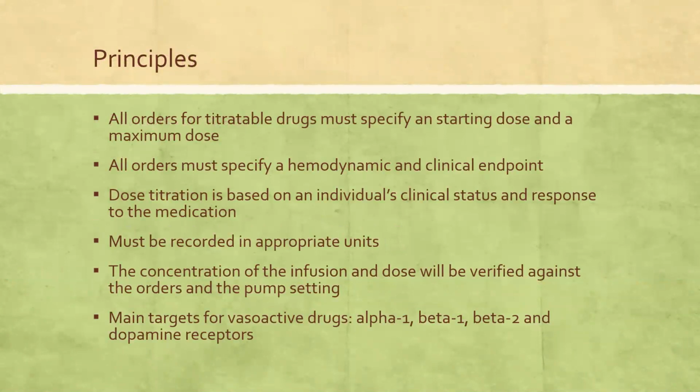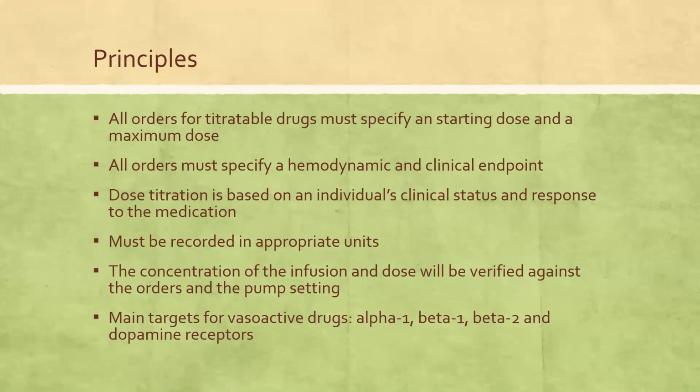This should be a reminder from the long drug titration PowerPoint presentation. First, all orders for those titratable drugs need to specify a starting dose and a maximum dose. Usually you'll have a preset order for something like dopamine, dobutamine, or nitroglycerin, but it needs a starting dose and a maximum dose. All orders must specify a hemodynamic and clinical endpoint. So what are we looking for? What is the goal? What is the ideal range?